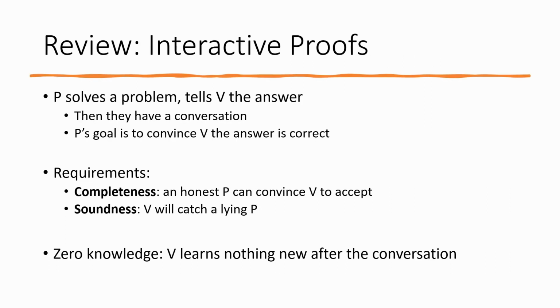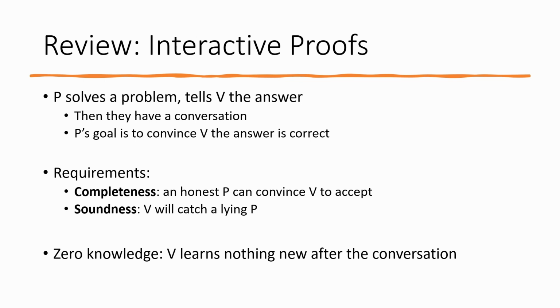Okay, let's review. At a high level, interactive proofs look like this. The prover solves a problem and tells the verifier the answer. Then they have a conversation. The prover's goal is to convince the verifier that the answer is correct. All interactive proofs must satisfy these two properties, completeness and soundness. Completeness means an honest prover can convince the verifier to accept. Soundness means that the verifier will catch a lying prover. Optionally, we can make any interactive proof zero knowledge by adding randomness and non-trivial interactions.